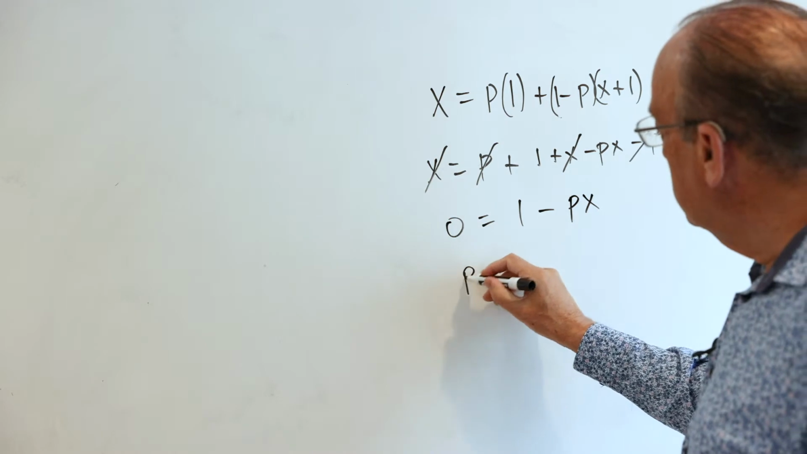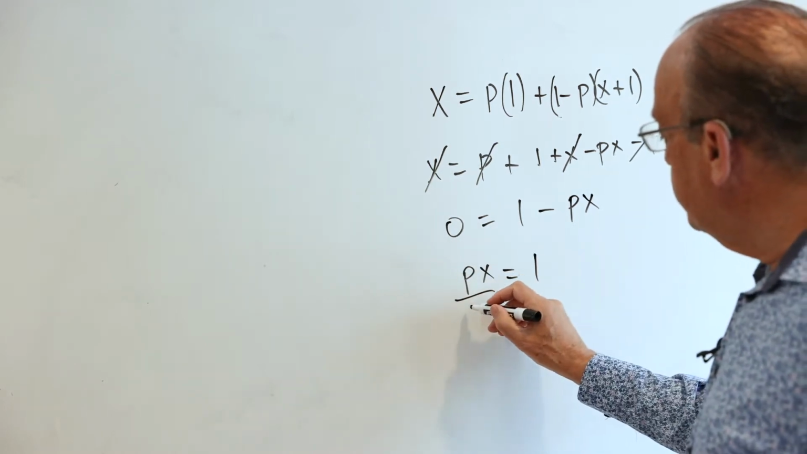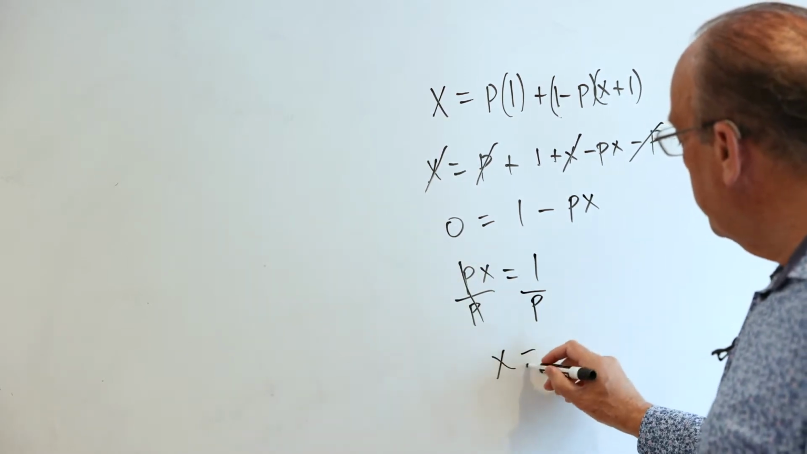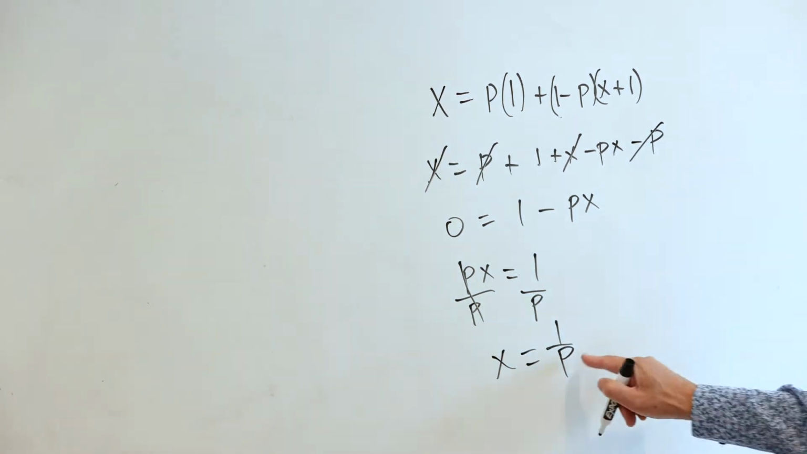So px equals 1, and divide both sides by p, and x equals 1 over p. So that's the result we wanted.